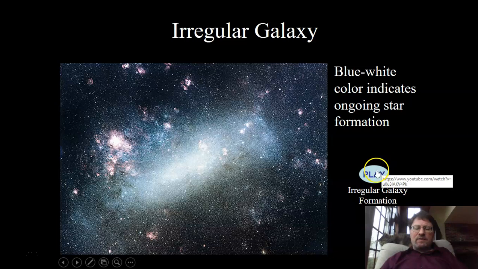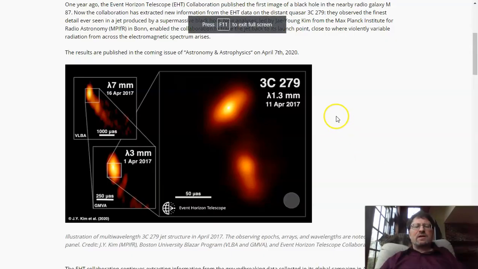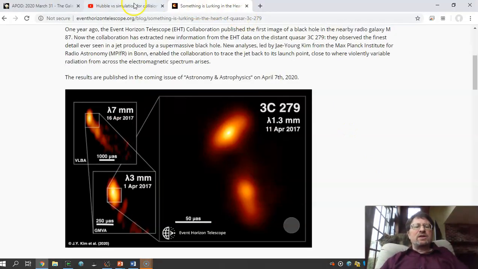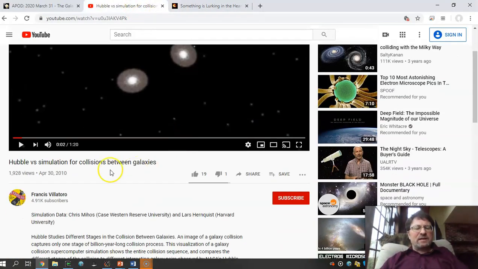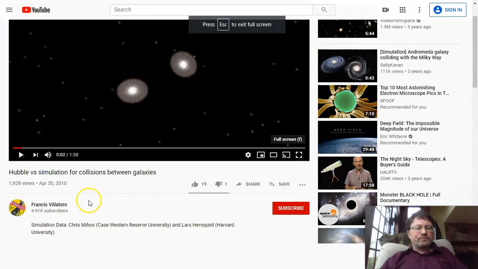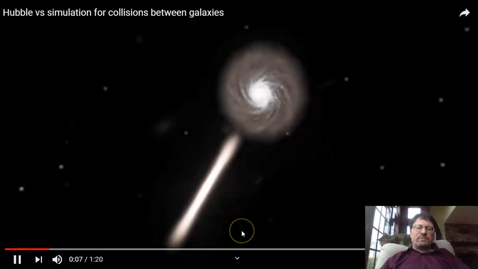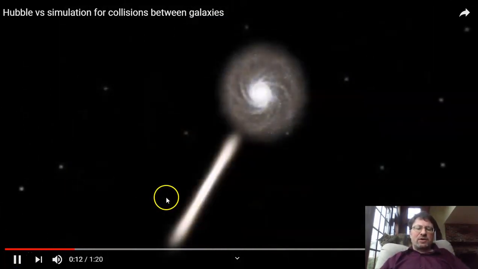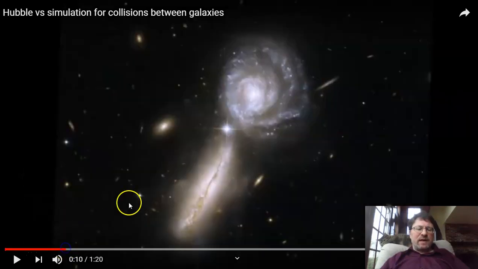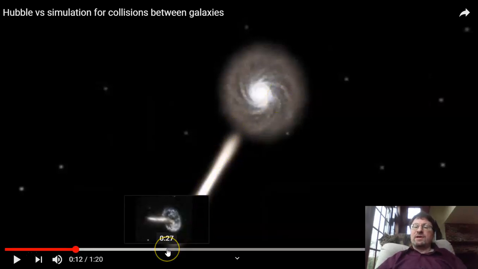I picked out a visualization to show you. It compares a simulation that was done by a couple scientists with Hubble Space Telescope images. So let's go ahead and take a look at it now. So this is the simulation. This is an actual HST observation there that they showed us for a second. So you can see that the two look similar to one another.